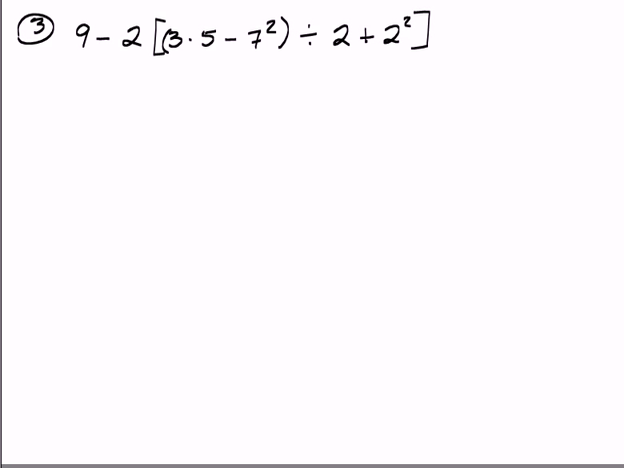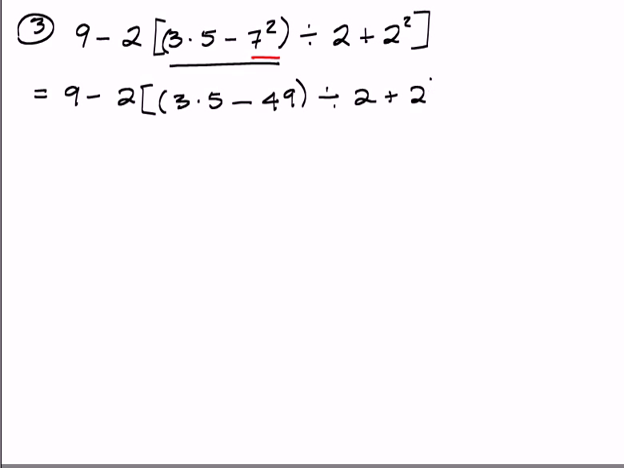Okay, the next one. Ooh, we've got a lot going on here. We've got the big parentheses in the brackets. Inside the big brackets, we've got another pair of parentheses. So I say this is where we start. And within those parentheses, we have multiplication, subtraction, and an exponent. So which do we do first? Yeah, we do that exponent first. So I'm going to write everything exactly the same, except where I've underlined something that I'm going to do first. I can change that to 49 divided by 2 plus 2 squared.